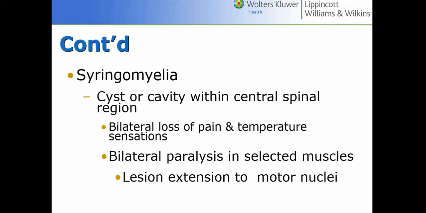And then you have other anatomical problems, called syringomyelia, which is a cyst or cavity within the central spinal region. That results in bilateral loss of pain and temperature sensation because the ascending spinal tracts, the cuneatus and gracilis, are affected, and there is also bilateral paralysis in selected muscles. So that's about the spinal cord chapter.